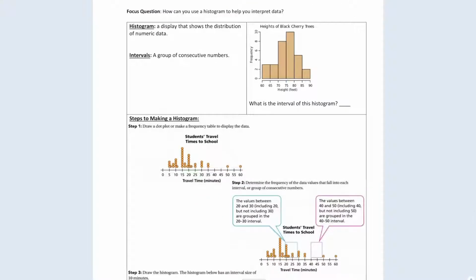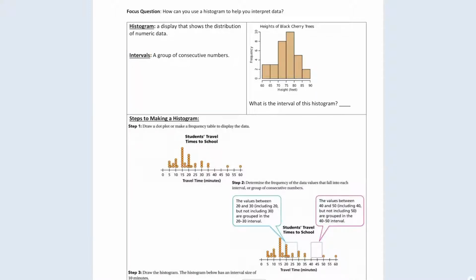So if we take a look at the definition of what a histogram is, it's a display or a graph that shows the distribution of numeric data. So what's nice about histograms is that you draw one, then you can tell me the distribution of the data. Is my data skewed left? Is it skewed right? Or is it symmetrical? Right? So that's what's so nice about a histogram, is that it actually can show us visually the distribution of our data.